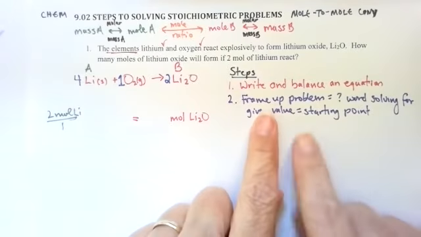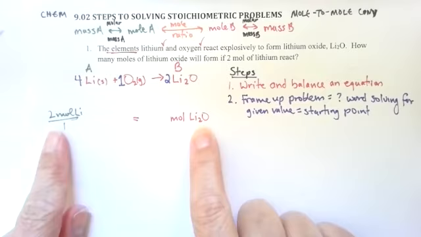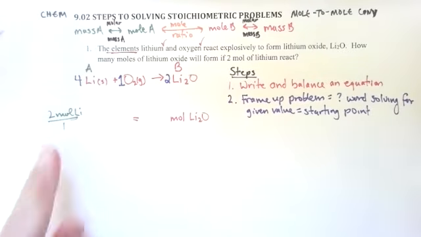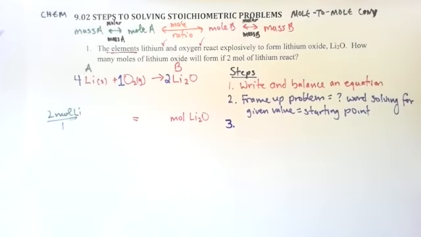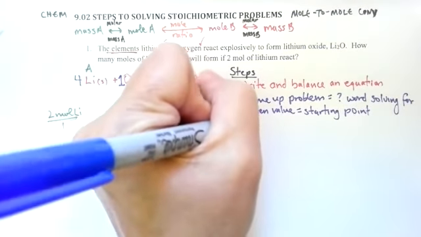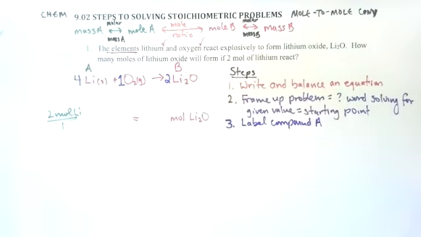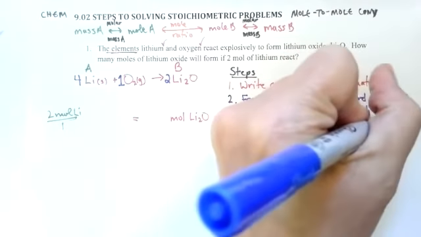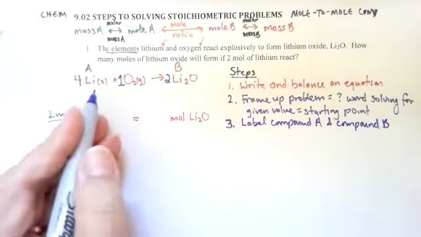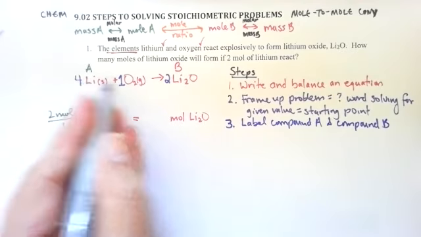So when I framed up my problem, I looked at what I was starting with and what I was going to, and I kind of got ahead of myself because step three is to label your start and stop. Label compound A and compound B. So I wrote and balanced my equation, I framed it up, and then I used this frame up to help figure out this is A and that's B.